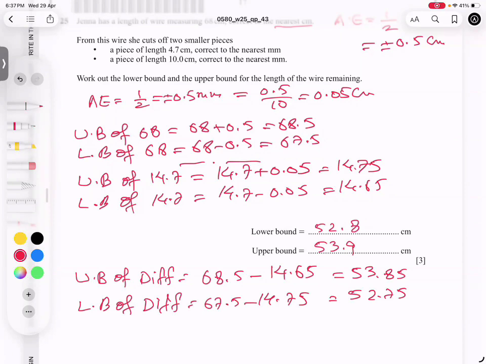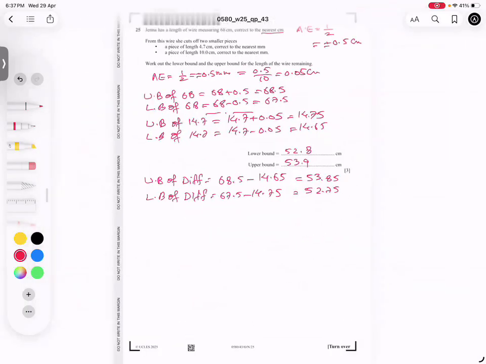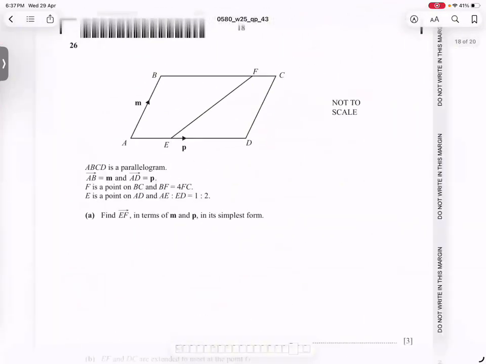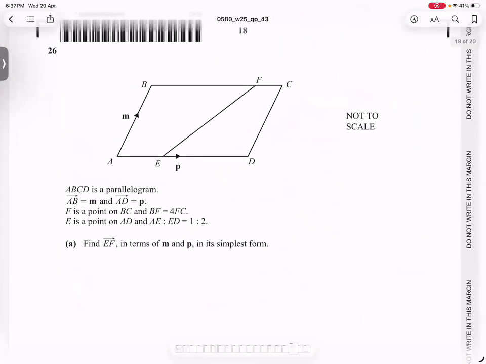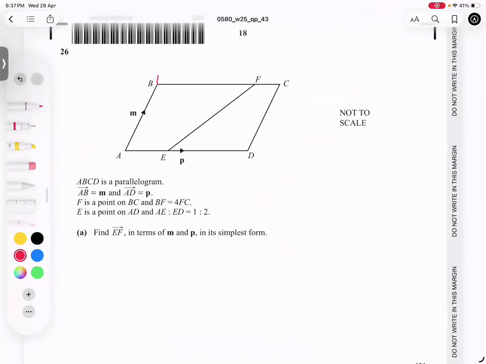And so let's go for the next question. Next question, we have number 26. We have the topic of vectors, and AB is given as m, and AD is given as p. It means this is also p. And F is a point on BC.